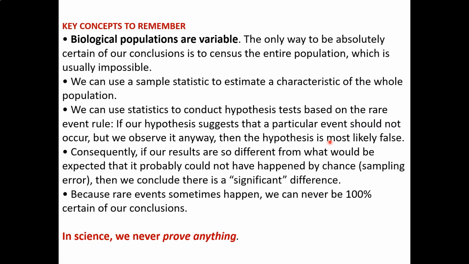All right. So I did introduce you to a lot of key concepts, but I'm going to introduce a few more important concepts that you need to understand, at least from the viewpoint of biological sciences. Biological populations are highly variable. The only way to be absolutely certain of our conclusions regarding those populations is to census the entire population, all the individuals in that particular population, which is impossible, not logistically probable.